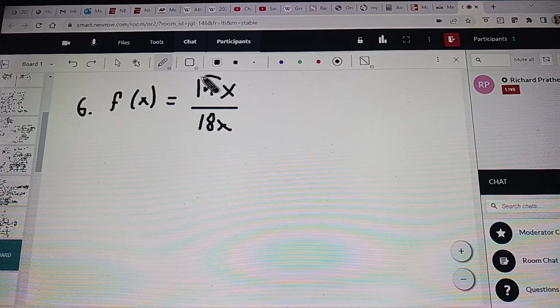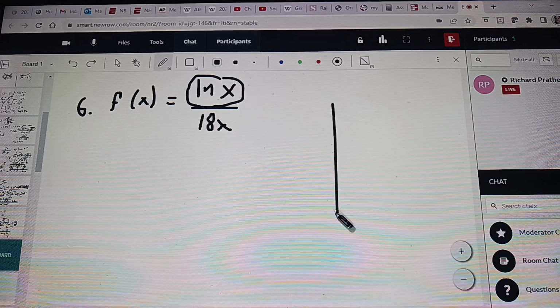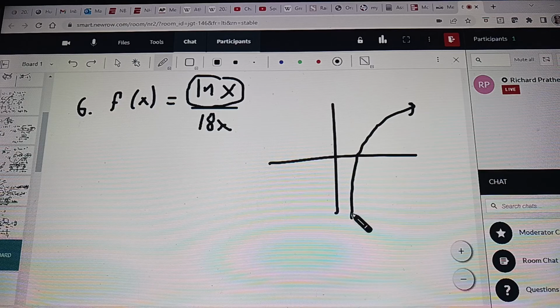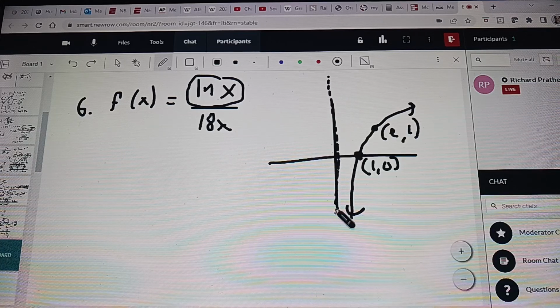Well, if you remember the graph for ln x looks like this. All log graphs go through the coordinate (1, 0). And then they also go through whatever their base is. The base of an ln is e, 1. And they have a vertical asymptote of x equals 0. And they have a domain of 0 to infinity.